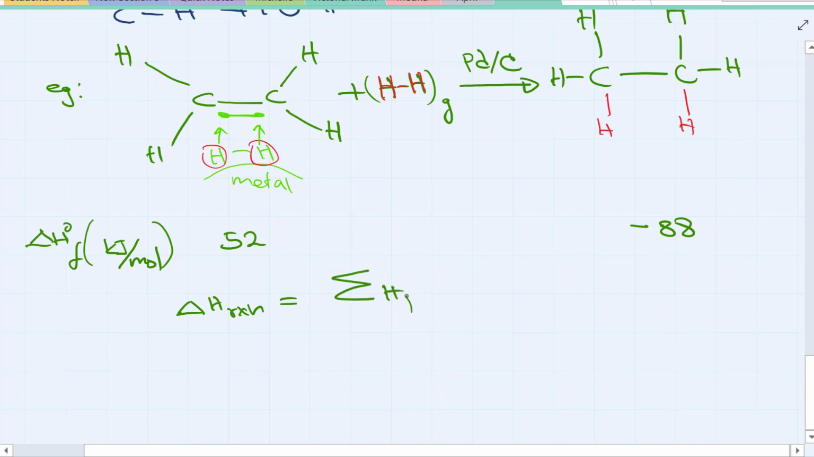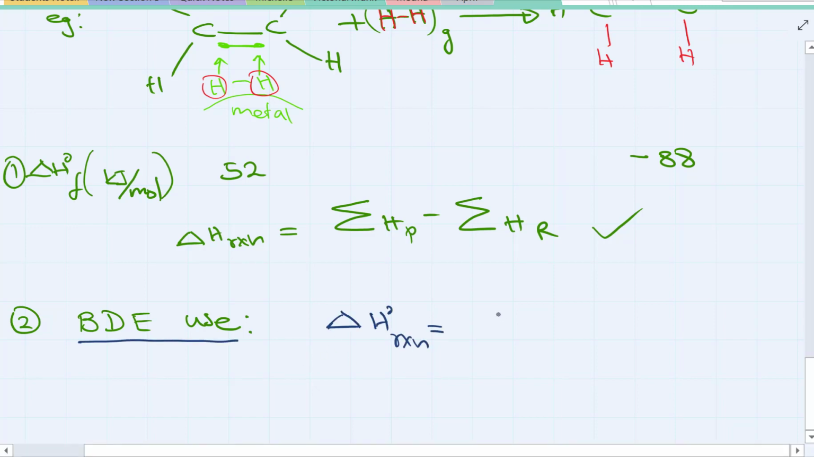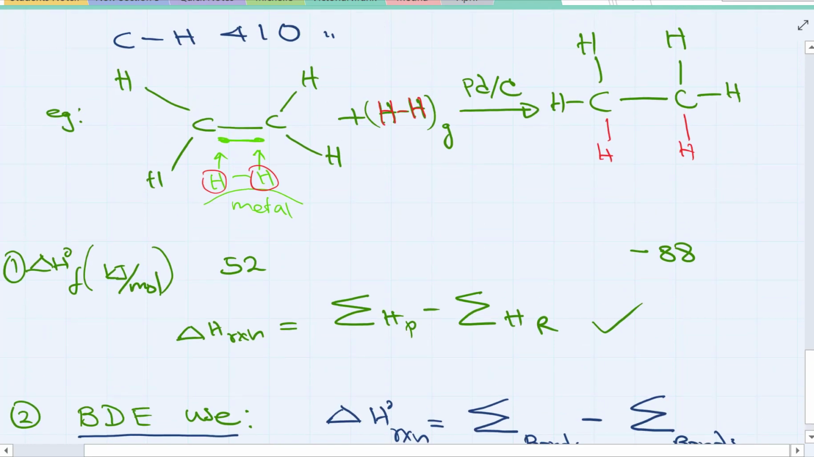So you can also do the normal reaction enthalpy calculation we previously did, to see whether you get the same numbers, or at least close enough, right? But for the bond dissociation energy, we are going to use delta H of the reaction, which can be calculated as the total of the bonds broken minus the total of the bonds formed. So that's a different thing, right?